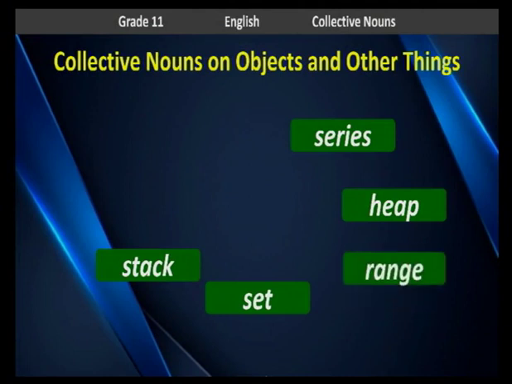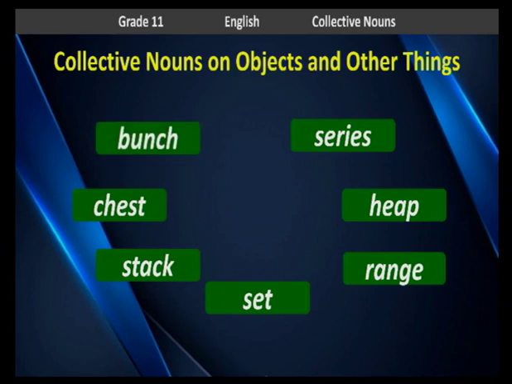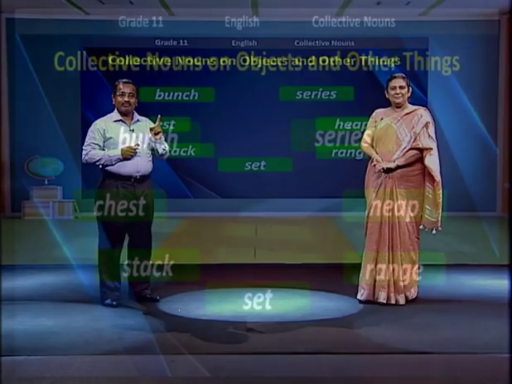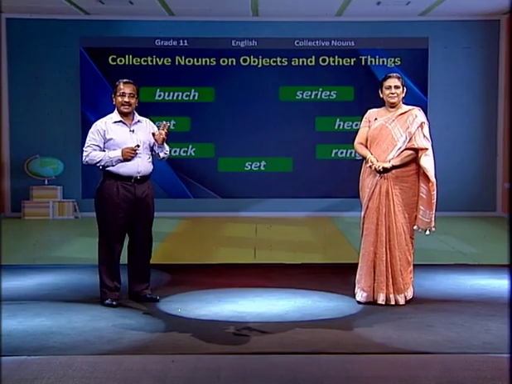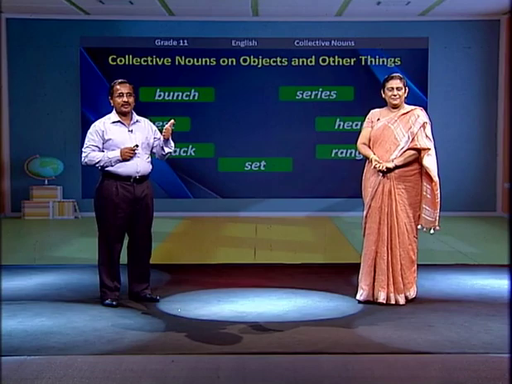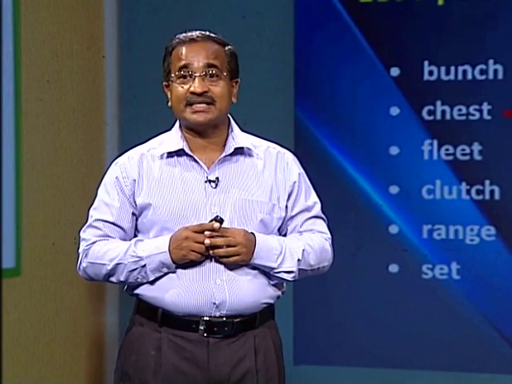Correct. A range of mountains. A chest of drawers. A bunch of flowers. A bunch of grapes. Correct. Okay. Right. Now we have discussed three things: collective nouns on people, collective nouns on animals, collective nouns on objects. So the next slide is also an activity for you. Let's see whether Nirmala can put these collective nouns in meaningful phrases.